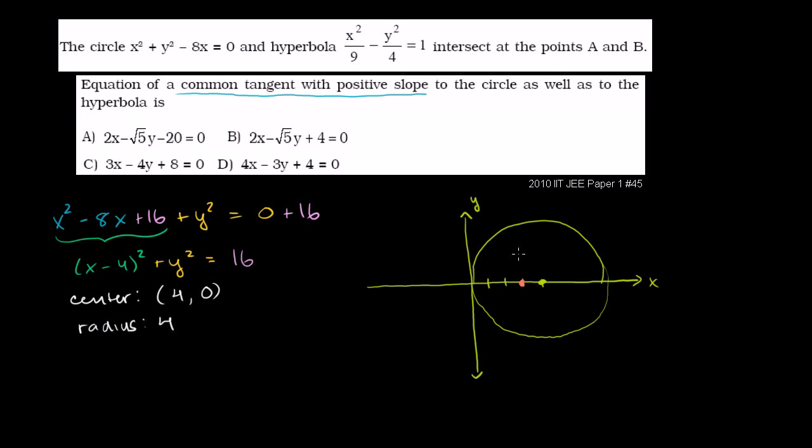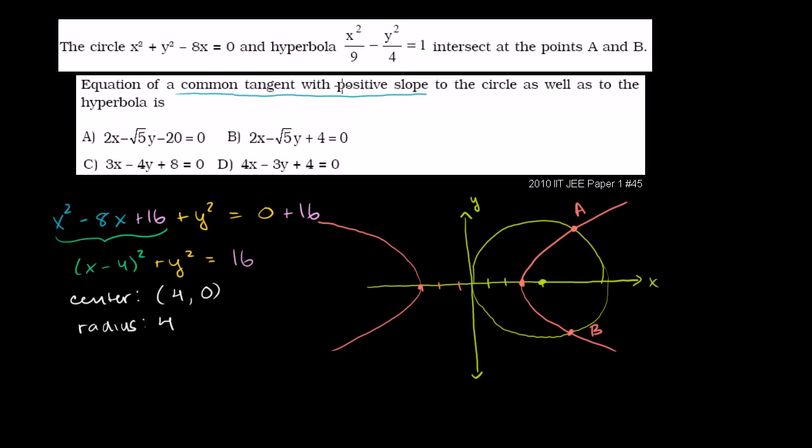So the hyperbola is going to look like this. This is at plus 3, comma 0, and the hyperbola will open up like that. And then at negative 3, comma 0, the hyperbola is going to open up to the left. In the problem, when they describe the points A and B, they're probably talking about that point A and that point B.